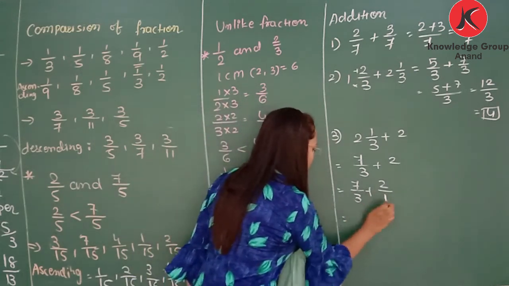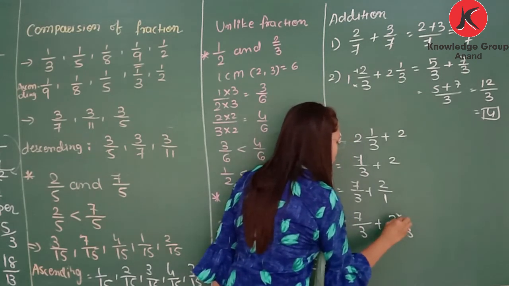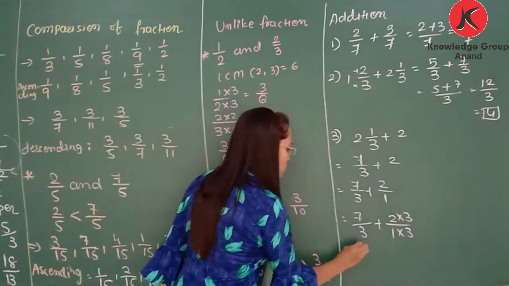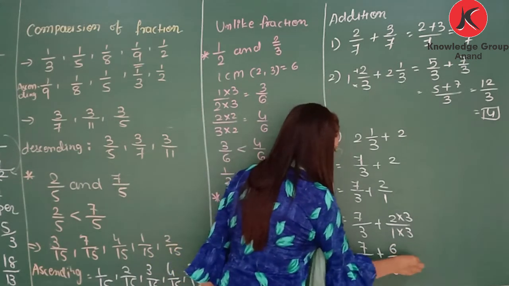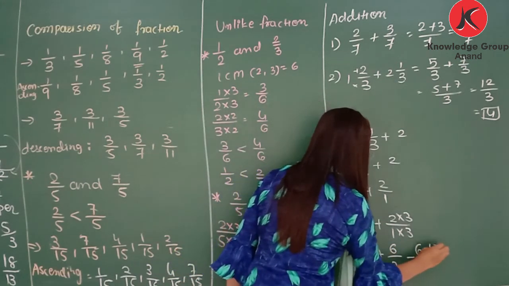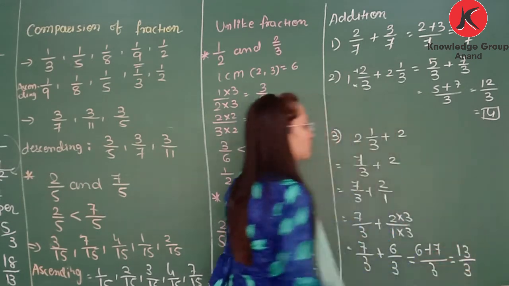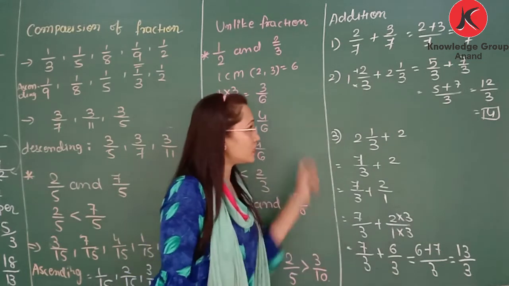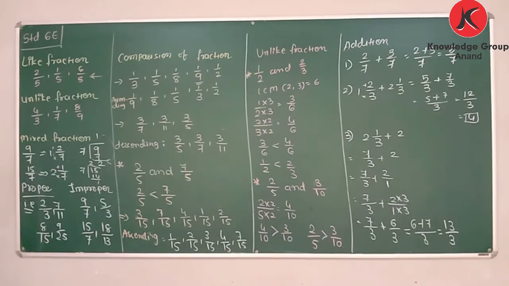So here we will multiply 2 by 1 with 3 in the numerator and denominator. So we get 6 by 3, that is 6 plus 7 by 3, 13 by 3. So this is our answer. This way we can perform the addition of fractions. Let's take one more example about the addition of fractions.